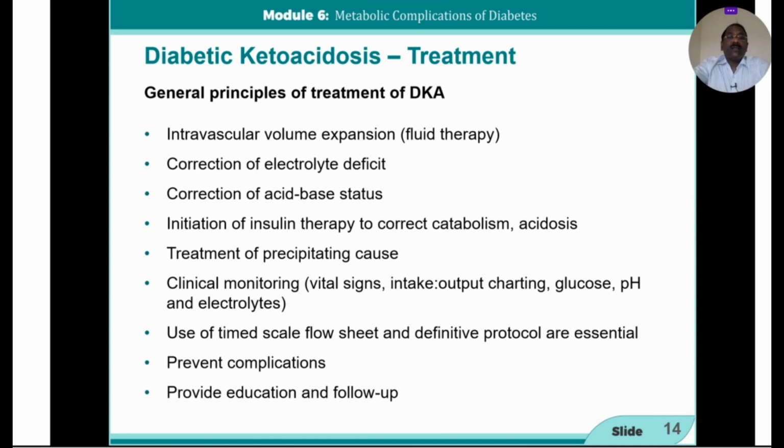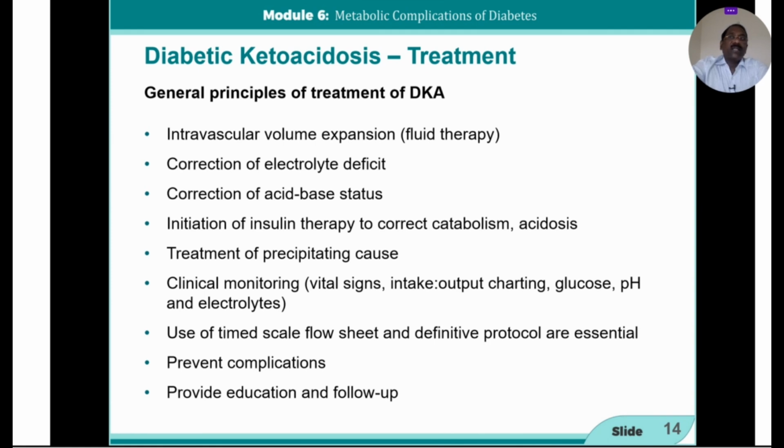Correction of the electrolyte deficit, correction of the acid-base status, that is your pH, etc. And initiation of insulin therapy to correct the catabolism and acidosis. Treatment of the precipitating cause: maybe an infection, which you can treat with an antibiotic, or maybe omission of insulin, so you give the insulin. And clinical monitoring: vital signs, urine output chart, glucose chart, pH, and electrolytes. These are very important. Use of a time scale flow sheet and a definitive protocol is essential. Don't use the sliding scale here.